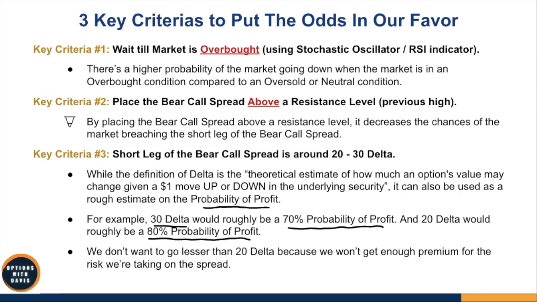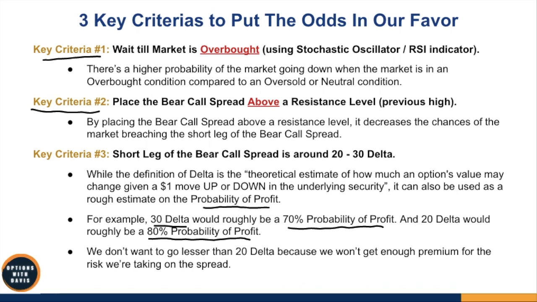Now, this does not include key criteria 1 and 2. What if we also include key criteria number 2 and key criteria number 1? Because right now, not only do you have the 70% probability of profit by default just through the deltas, you have also placed it above a resistance level and waited until the market is overbought. So now you have even more things in your favor. That is why a 70% probability of profit is just the base POP, which you're going to have. Probability of profit is POP, P-O-P. If you include these two other key criteria, you can have a higher probability of profit, which can help you get a much better positive expectancy.